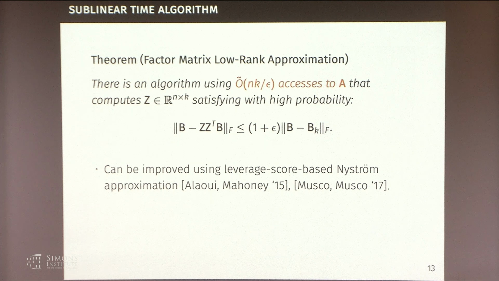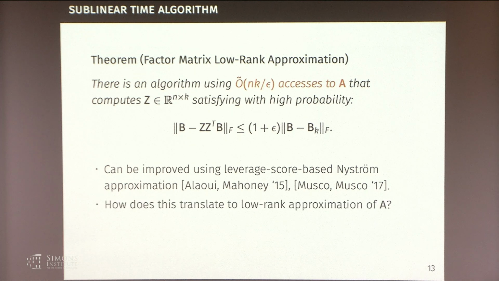So I have this algorithm for finding a low-rank span for B. What is this good for? Well, first of all, it immediately gives me at least something for A. So how does this translate to a low-rank approximation for A?